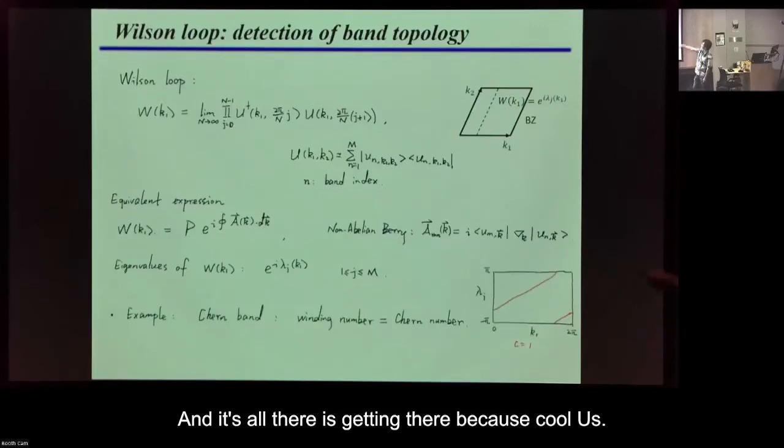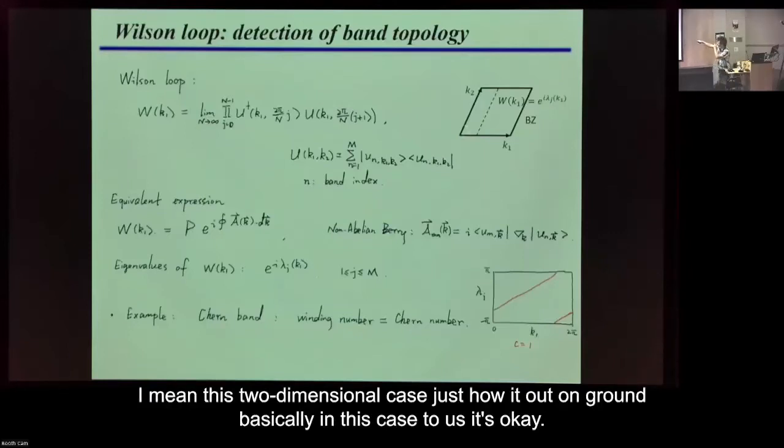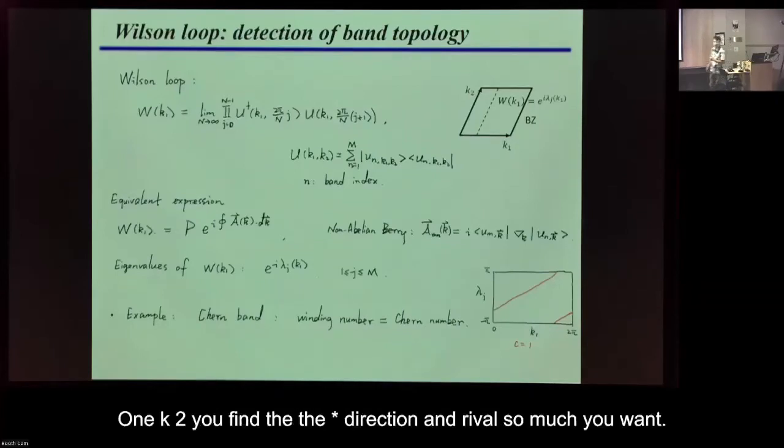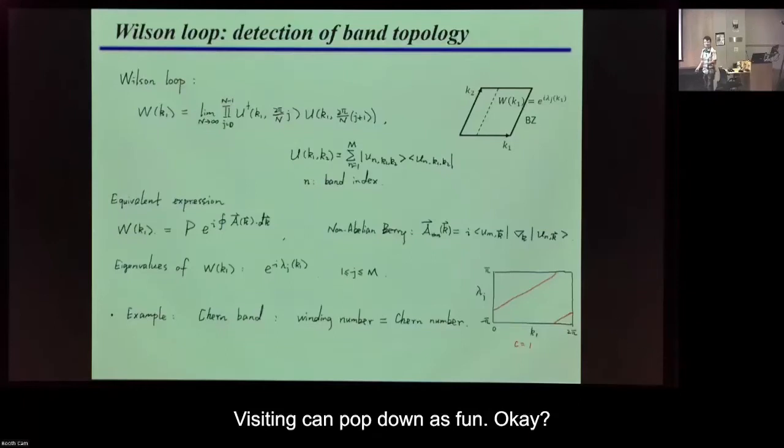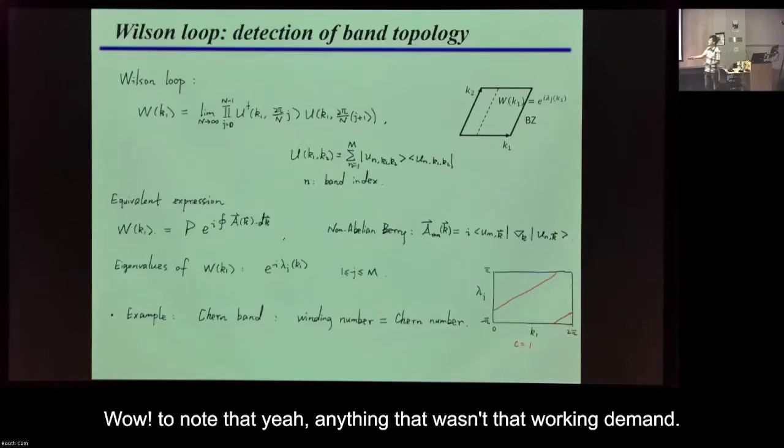And basically you can diagonalize. So for example, in this two-dimensional case, I can always draw the Brillouin zone as a parallelogram. Basically, in this case, these two axes are k1 and k2. I can define the loop to be along the k2 direction and use k1 as a variable, which I define as W(k1). By diagonalizing this object W(k1), it's actually a unitary matrix, so all the eigenvalues will have norm 1. So you can look at the angles of these norm 1 phase factors. And these lambda j's are sometimes called the Wilson bands. Basically, you can plot them as a function of k1. Note that in dimension 2, for example, the Wilson band will be in dimension 1. Basically, the Wilson loop representation is always one dimension lower.